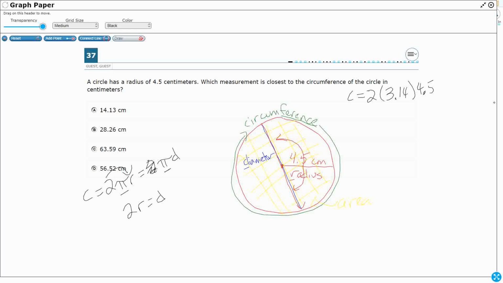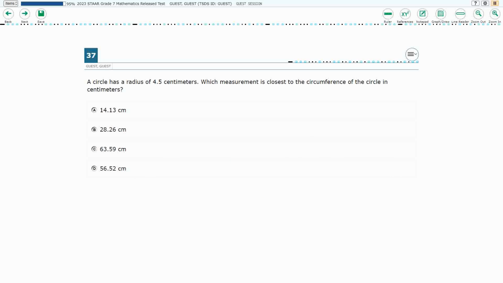So let's go ahead and double that 4.5. Let's make that 3.14 times 9. All right, we'll just multiply this out. So that's going to be 36, that's 9, that's 12, that's 27, that's 28, 2 digits behind the decimal. So about 28.26 centimeters. My answer is B.